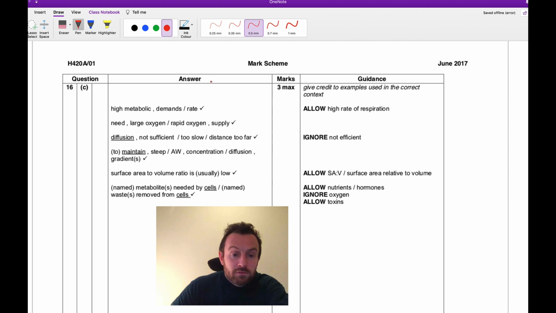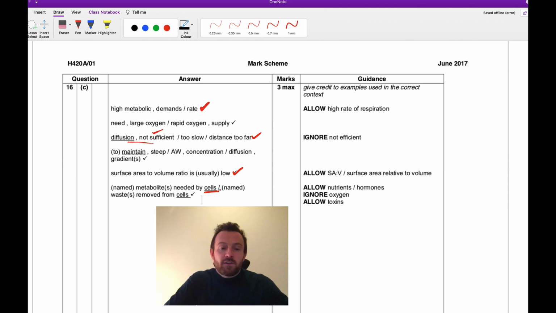So high metabolic rate, so they therefore need a lot of oxygen. Could have said that as well. Diffusion is not sufficient, that's what we said. Distance is too far. Surface area to volume ratio is too low. And then we actually should just name the things that they need. So named metabolite, needed by cells.